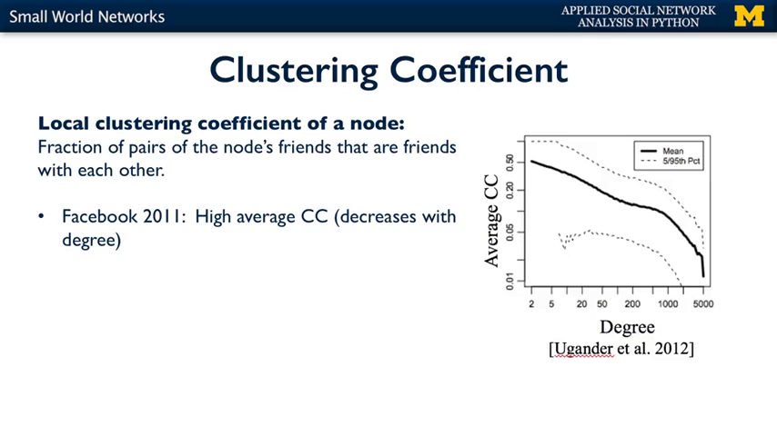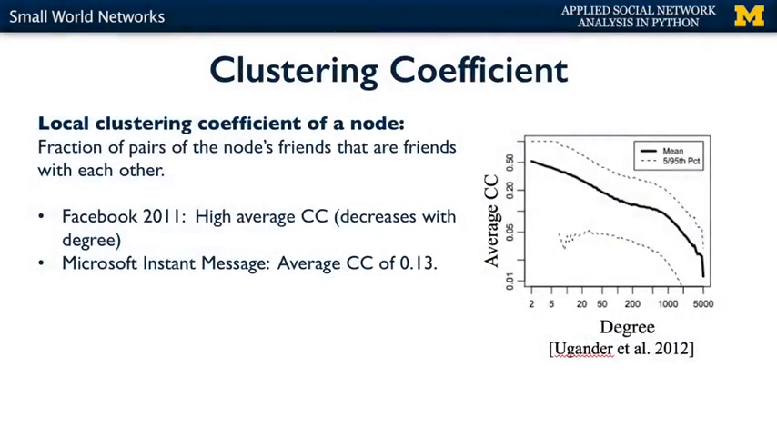So here is a plot that has on the x-axis the degree of a node, and on the y-axis we have the average clustering coefficient. And we find that it decreases as degree increases. So for people that have lots and lots of friends, their clustering coefficient tends to be smaller. But on average, it's still pretty large. So if you look at nodes that have, say, 20 to 50 friends, their clustering coefficient is somewhere in the 30s or so.